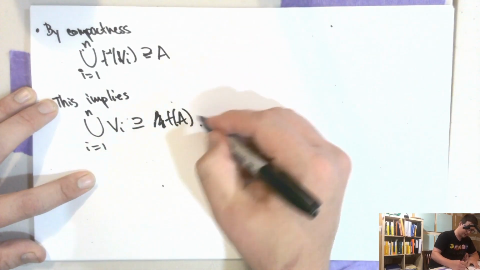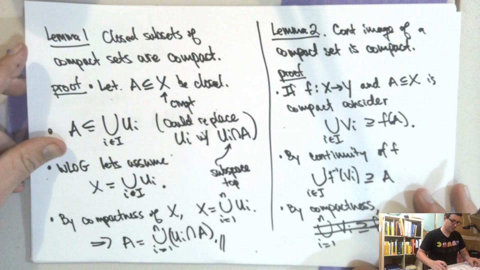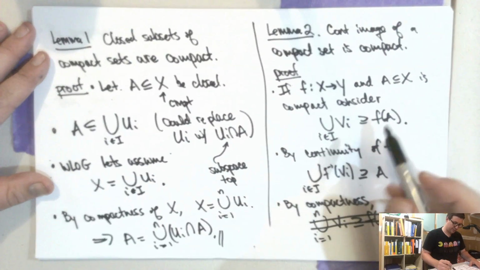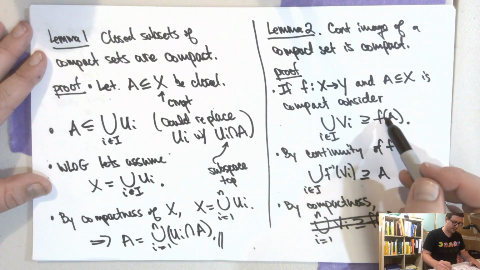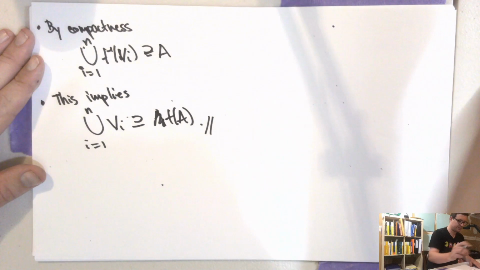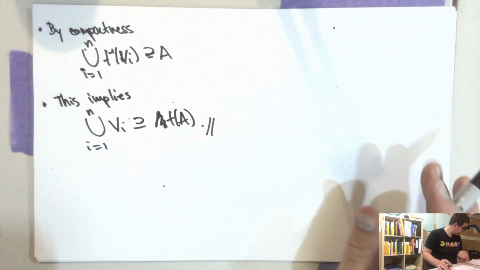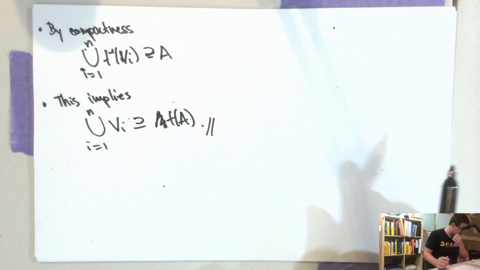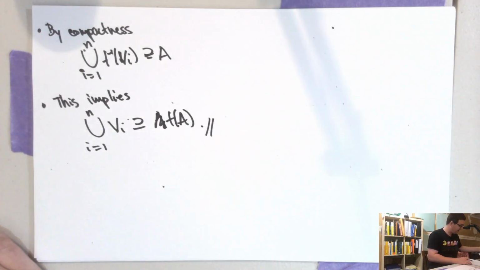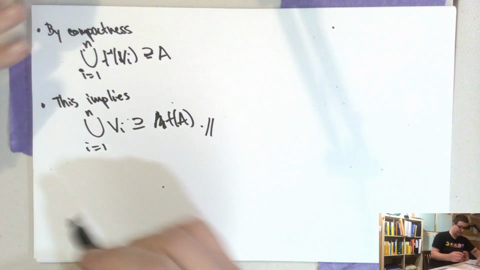Okay, so what we did was we started with this f of A, and we started with an arbitrary cover, and then we showed that we could reduce it to a finite subcover here. And so that shows that it's compact. Okay? So the image of a compact set is compact. All right. So now let's do the next part. Okay, so lemma 3 says the following.